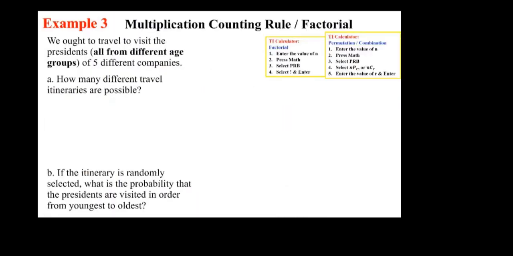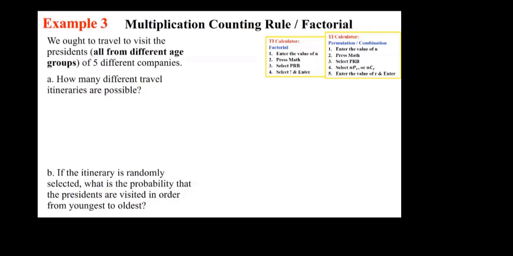We ought to travel to visit the presidents, all from different age groups, of 5 different companies. How many different travel itineraries are possible? If the itinerary is randomly selected, what is the probability that the presidents are visited in order from youngest to oldest, all from different age groups? How many different travel itineraries are possible?